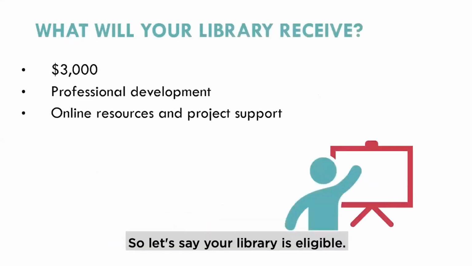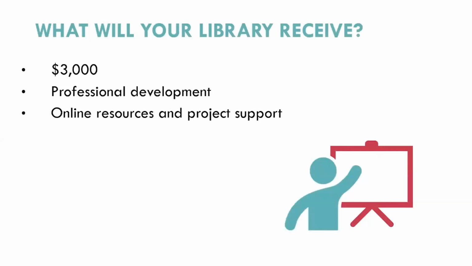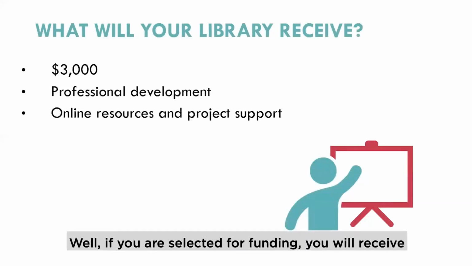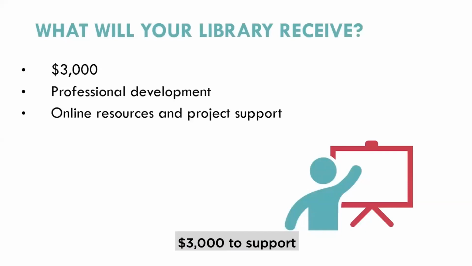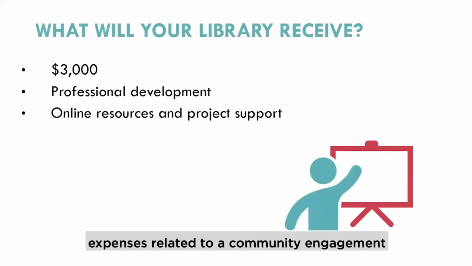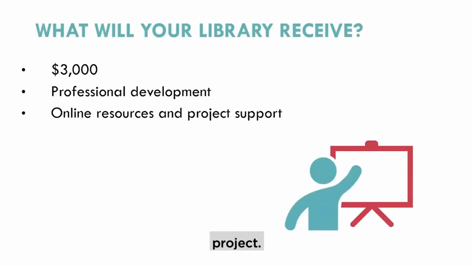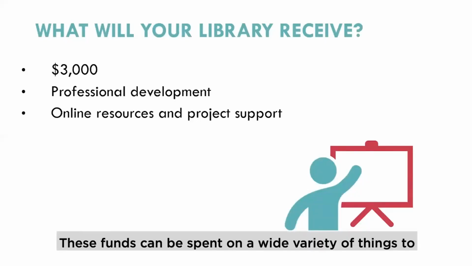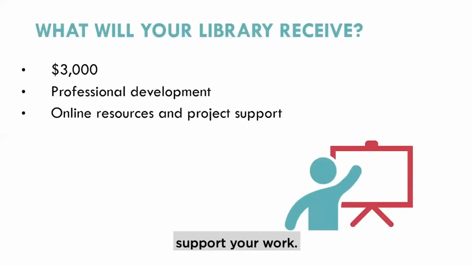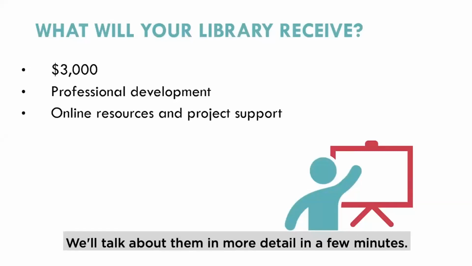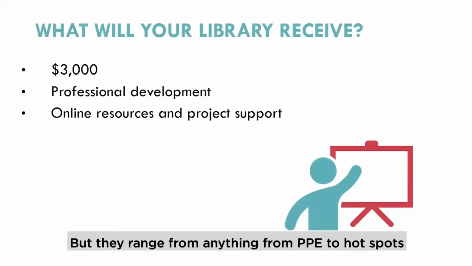So let's say your library is eligible. What exactly is it that your library will get? Well, if you are selected for funding, you will receive $3,000 to support expenses related to a community engagement project. These funds can be spent on a wide variety of things to support your work. The eligible expenses are very broad. We'll talk about them in more detail in a few minutes, but they range from anything from PPE to hotspots to staff time.